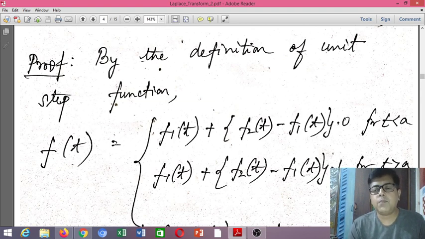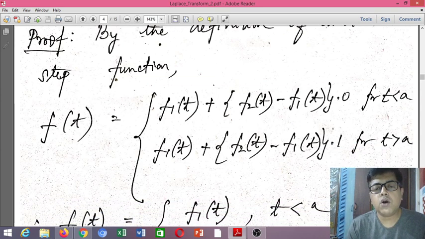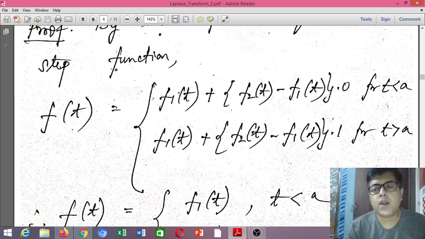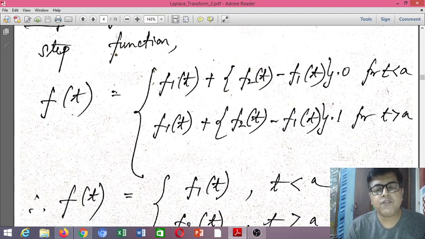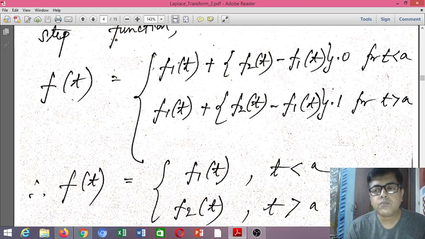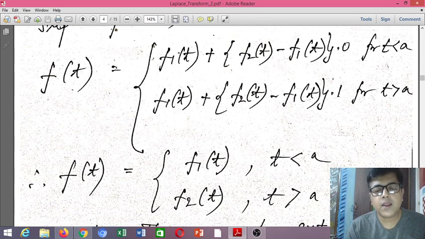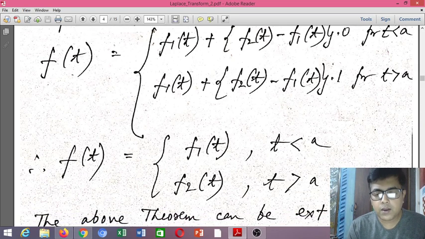Okay, for t greater than a, because u(t minus a) is 0 for t less than a, and u(t minus a) is 1 for t greater than a. So that's why it is so. So if you put the values of 0 and 1 and calculate, you see that you get f(t) to be equal to f1(t) for t less than a, and you get f(t) to be equal to f2(t) for t greater than a.